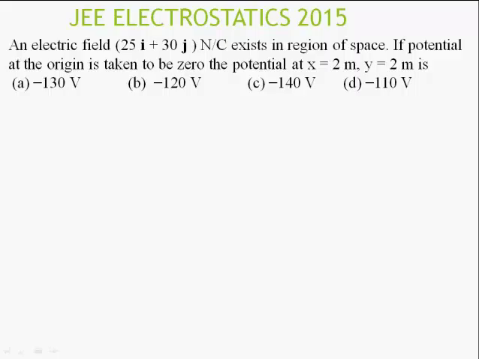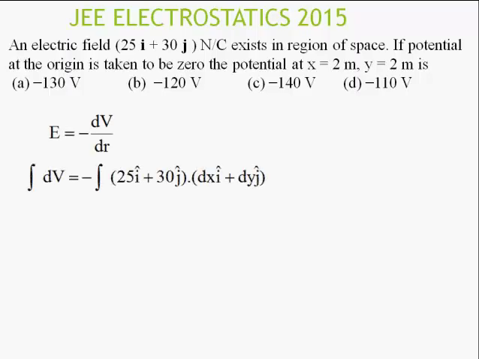Electrical field exists in a region of space. Potential at the origin is taken to be 0. Find the potential at x equal to 2 and y equal to 2. You should remember it is 2i plus 2j. Field is given, we want potential, so we remember the basic formula E is equal to minus dV by dr. We try to find the formula.